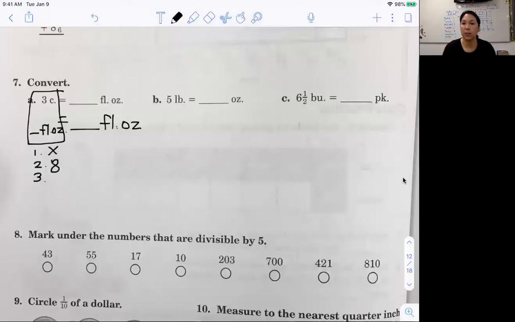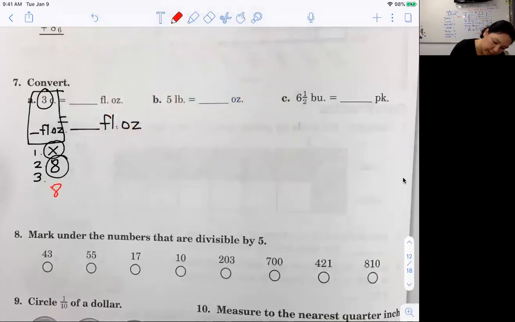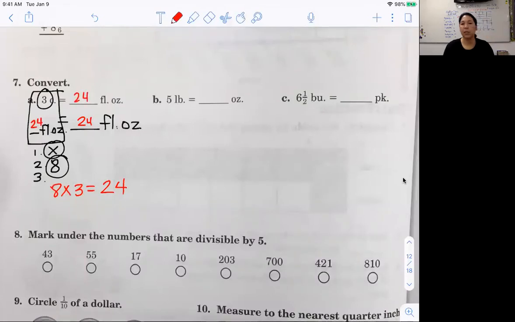All we do is do the process. So we're going to do 8 times the number in the box, which is 3. 8 times 3. I'm going to use red to do the process. So 8 times 3 equals what? 24. And so 24 is my answer, and I can put that in on all the spots. 3 cups equals 24 fluid ounces. All right, let's try the next one.